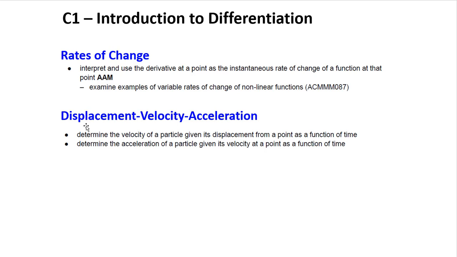We're also going to then apply that directly to some displacement, velocity, acceleration type questions where we will be given a formula for displacement, and we can use differentiation to work out the velocity and the acceleration of a particle or a point at any time in the future.